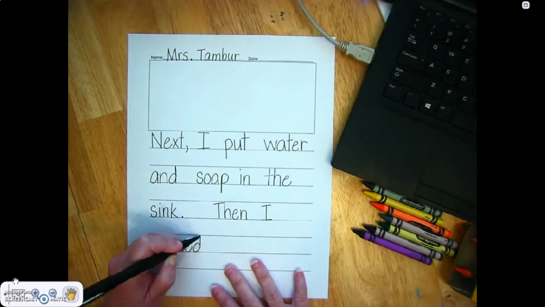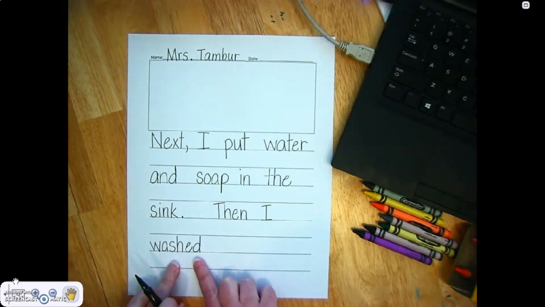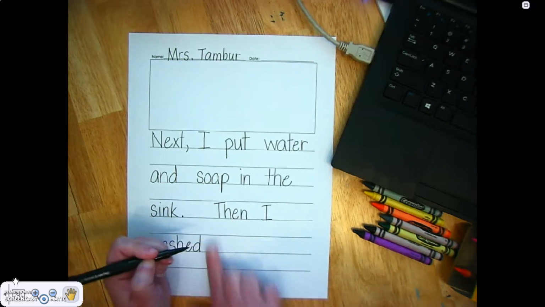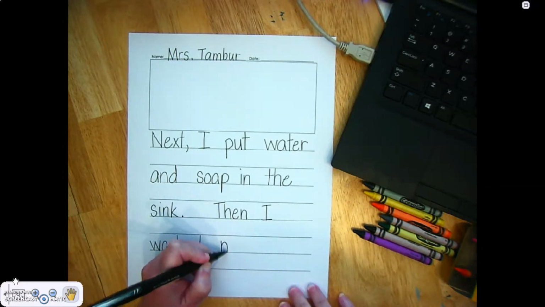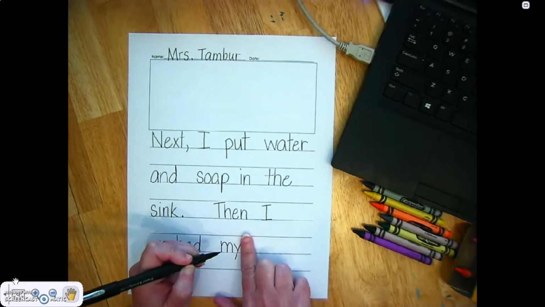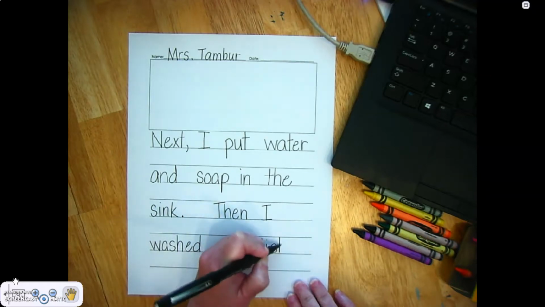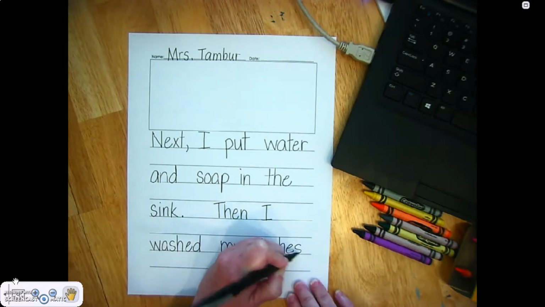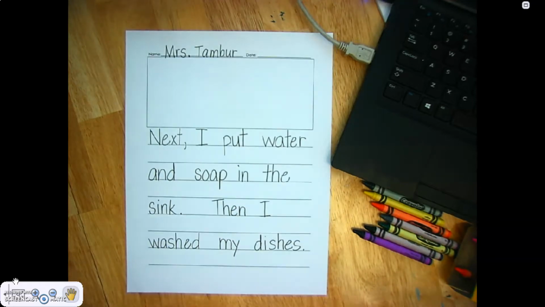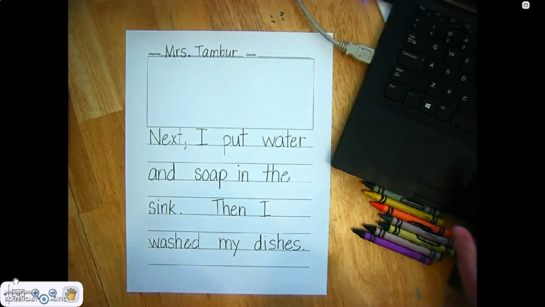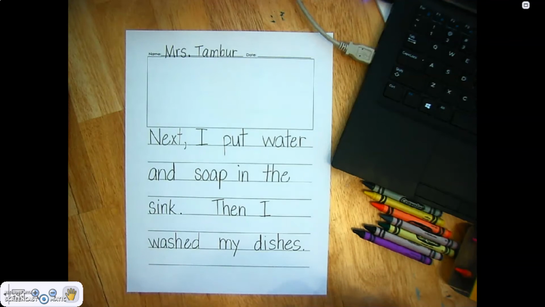because remember I already did this, so that means I did it yesterday. Then I washed finger space my finger space dishes. So I have my 2 sentences here that I wrote. That's a lot that I wrote, but I think you can do a good job on that too. And then I'm going to draw my picture. I'm going to do that on my own because you don't need to watch me draw my picture, but I'll show it to you later. That's your surprise. Oh yeah, big surprise, but that'll be your surprise on Flipgrid on Friday.